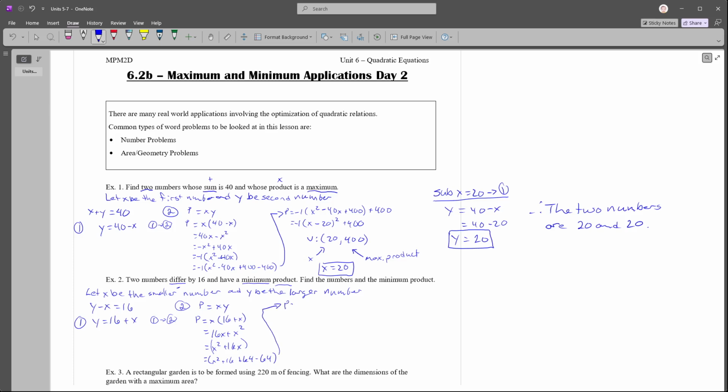So we have p is equal to x squared plus 16x. Oops, I forgot my x down here. Plus 64. And now we're going to bring the negative 64 to the outside and multiply it by 1, so it's still negative 64. Okay. Now we have a perfect square trinomial inside, so we can factor that. That's going to be x plus 8 all squared minus 64.